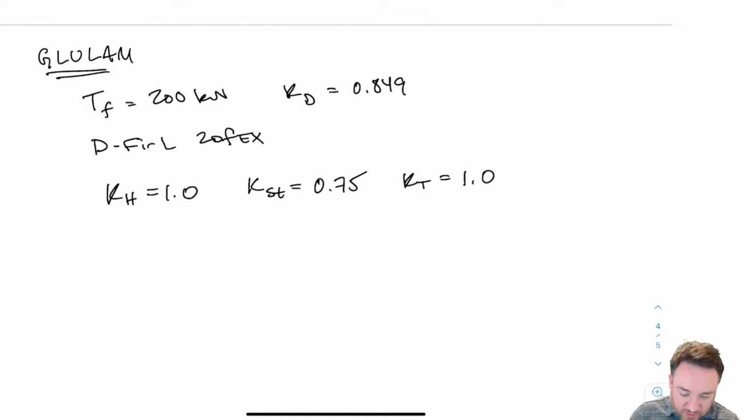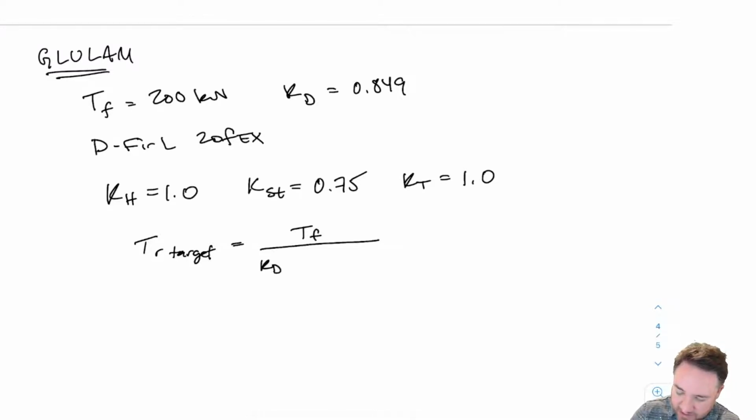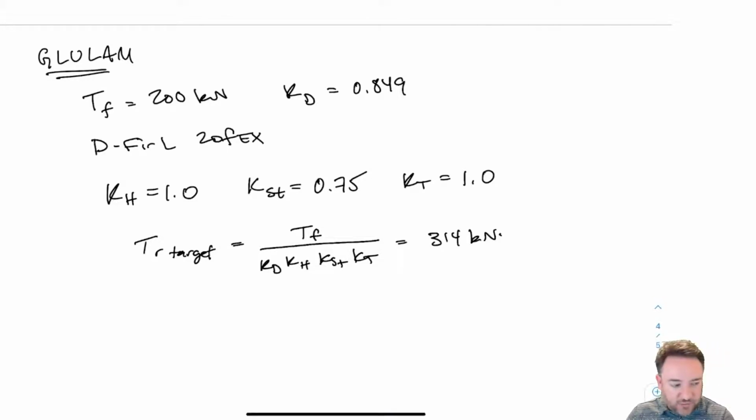All right, so then if we want to get a target strength, so this is our TR target. From the table, we can take our TF basically, and this is what we did before, we can divide by KD, by KH, by KST, and by KT. And if we do that, we're going to get a target of 314 kilonewtons, okay, where KD is 0.849, KST is 0.75, and KT is 1.